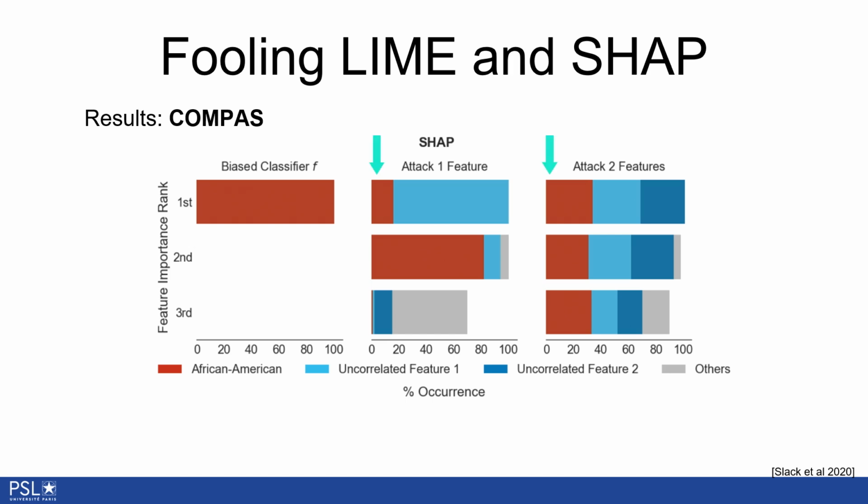The second and third columns show the results of applying SHAP to two adversarial models based on either one or two uncorrelated features. If a single uncorrelated feature is used, SHAP still detects very reliably the sensitive feature as the second most important one. If two uncorrelated features are used, the results of SHAP are a little more mixed, but it still detects the sensitive feature very consistently among the first three. So altogether, SHAP appears to be more robust than LIME and more reliable for detecting bias.